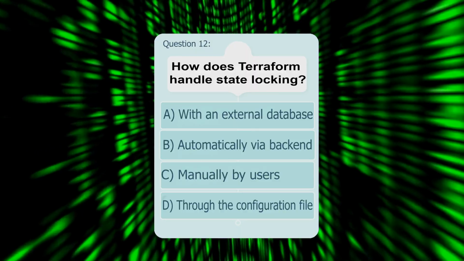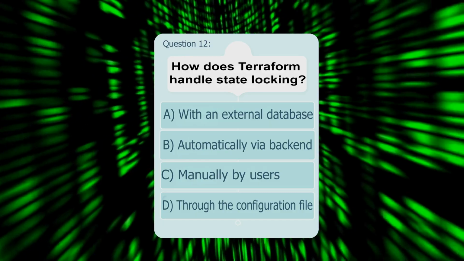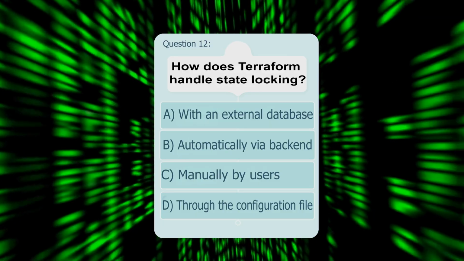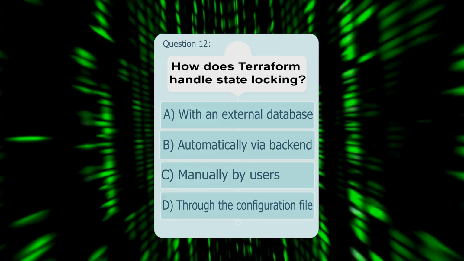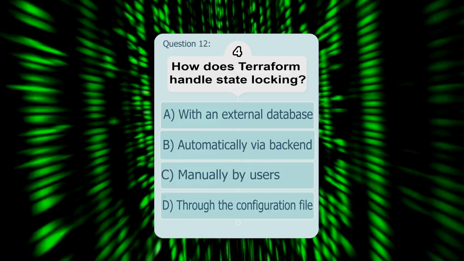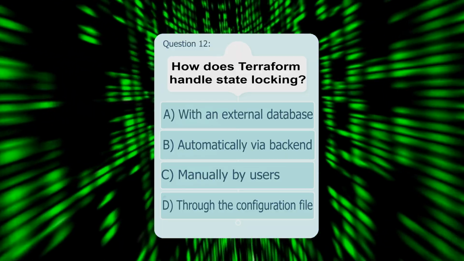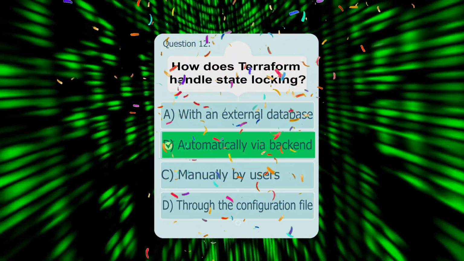Question 12. How does Terraform handle state locking? A. With an external database. B. Automatically via backend. C. Manually by users. D. Through the configuration file. Answer. B. Automatically via backend.